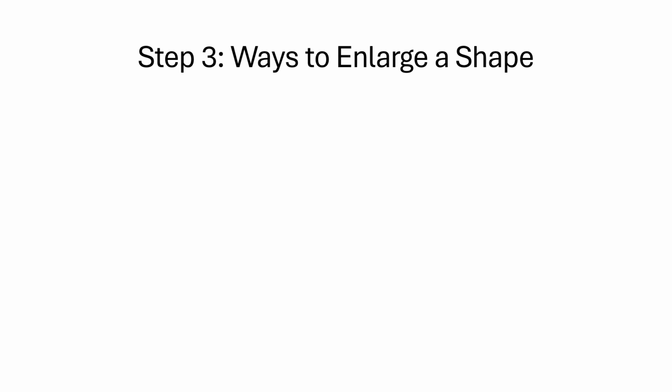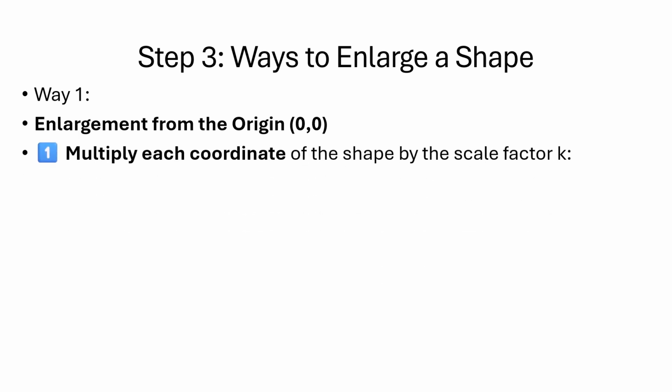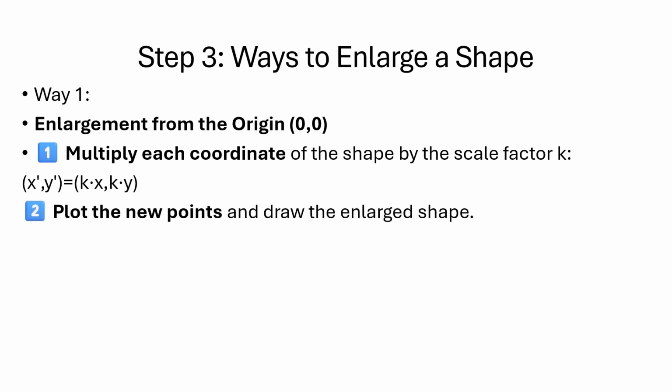Step 3. Ways to enlarge a shape. Way 1: enlargement from the origin. If it is from the origin, you multiply each coordinate of the shape by the scale factor, and the scale factor is always represented by k. So you multiply the x and y vertices of A the same way, and the answers you get, you plot as the new points and draw the enlarged shape.